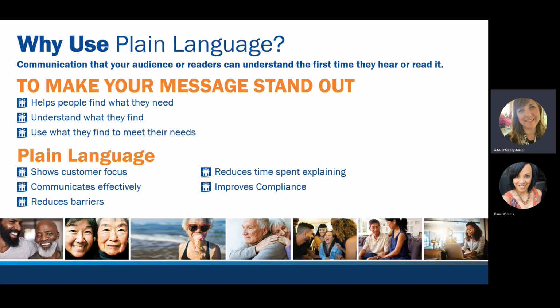The other really important thing about plain language is that it improves compliance. We are providing people with information that has to do with their well-being, their livelihood. Sometimes it is life and death matters. And so it's very, very important that they will be able to understand the information we are giving them the first time they hear it or read it.